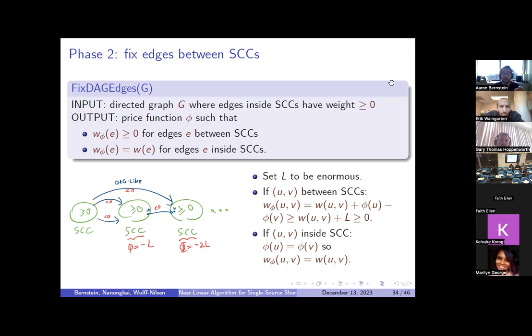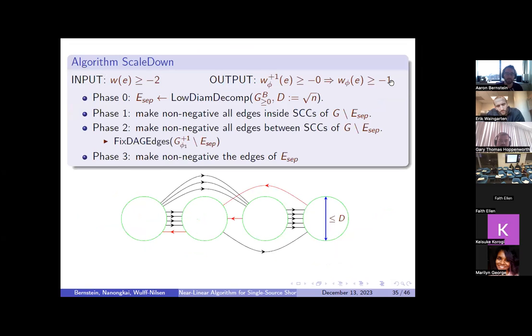And note that an edge inside the component remains the same, because you're adding and subtracting the same thing. So the edges inside the green components were non-negative, and they remain non-negative. This new price function doesn't ruin them at all, but it does fix all the DAG edges. Okay, so that's the easiest phase. We fixed the DAG edges.